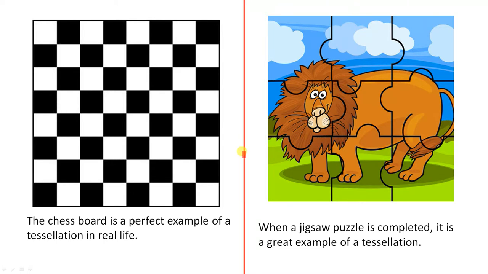The chessboard is a perfect example of a tessellation in real life. Now we've all seen chessboards or draft boards. They're just simple squares and they cover the large area perfectly.